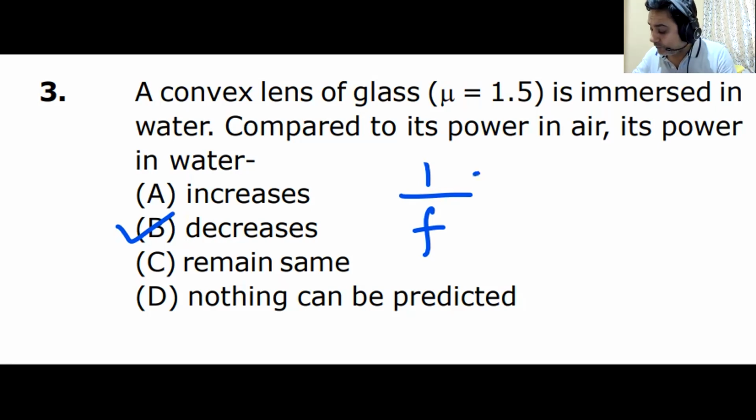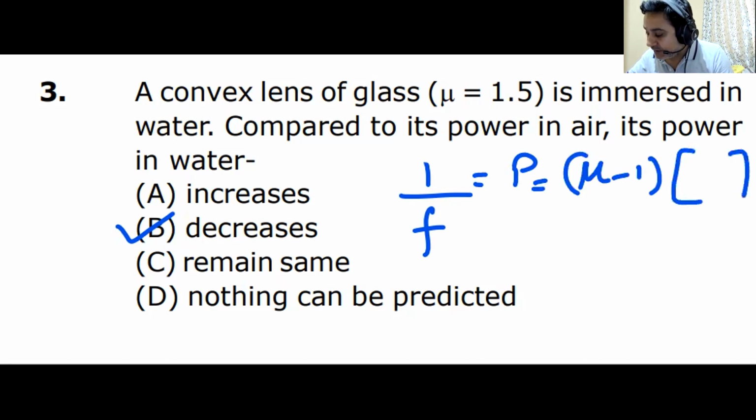So 1 by f is the power of the lens. Do we understand this? Now the formula for power of the lens is (mu minus 1) multiplied by something, something, (1 by r1 minus 1 by r2), whatever it is. Now when it is in air, its refractive index is with respect to air, that is 1.5. But when I put it in water, its refractive index is with respect to water.